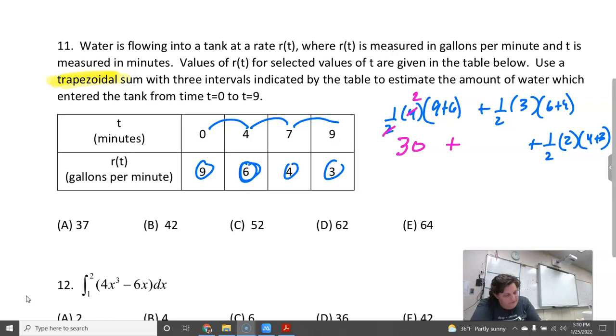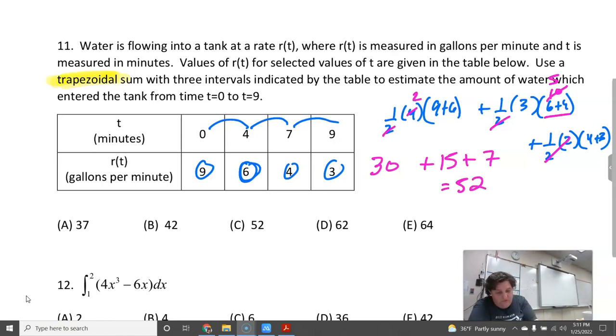I don't want to go 2 into 3, but okay, 6 plus 4 is 10. 2 goes into 10 5 times. 3 times 5 is 15. And then the 1/2 and 2 cancel. 4 plus 3 is 7. So this gives me 45, 46, 47, 48, 52. Okay, 52. I'm going to be super careful with my adding now because I don't want to make another mistake. So I got 52 for that.